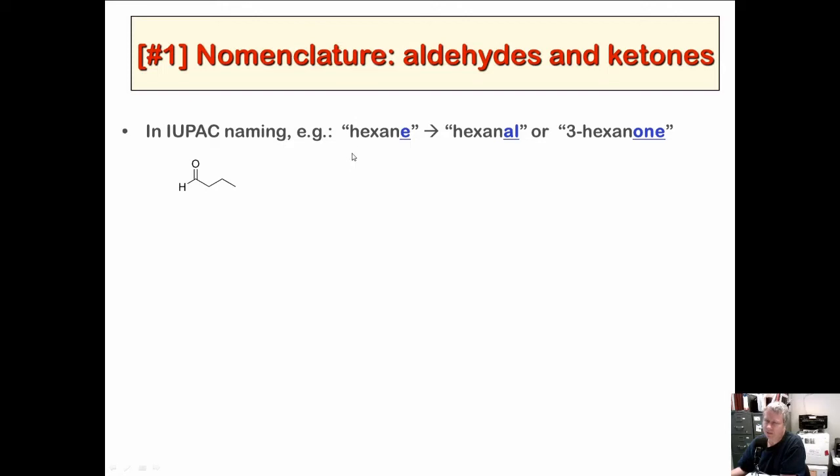If you think about the parent chain, like hexane, it could turn into either hexanal or hexanone. So it's usually something like -al or -one at the end. This molecule is pretty simple. What's the naming of it? 1, 2, 3, 4 is butane, so butanal. What about a ketone, like 4 carbons, ketone on number 2? It's going to be butanone, but you should define the position. It's 2-butanone.